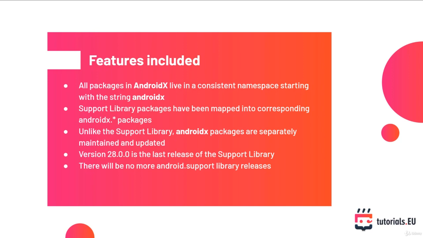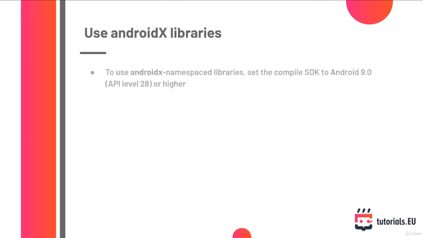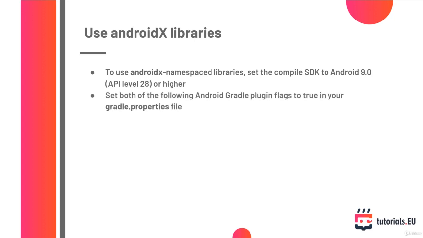So it really makes sense to look more into AndroidX and fully understand how that works. New feature development will be in the AndroidX namespace only and not in the support library anymore. If you want to use AndroidX, you just need to make sure that your compile SDK is set to at least Android 9, which means API level 28 or higher. Set both of the following Android Gradle plugin flags to true in your Gradle properties file. One is android.useAndroidX and the other one is android.enableJetifier.